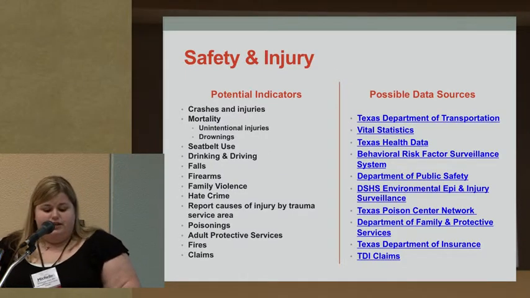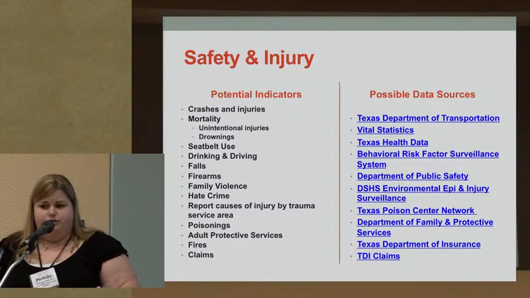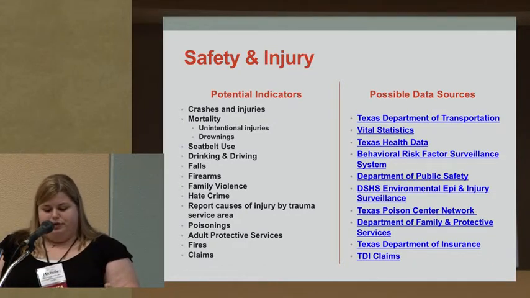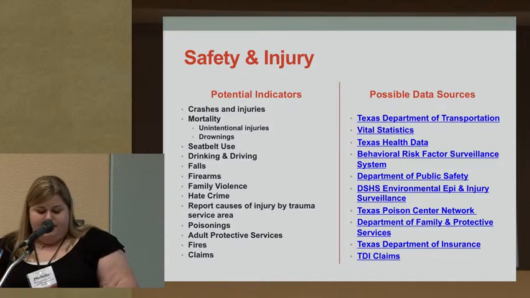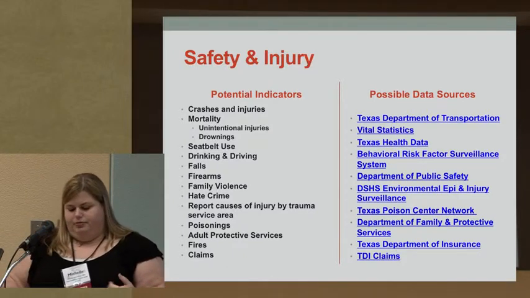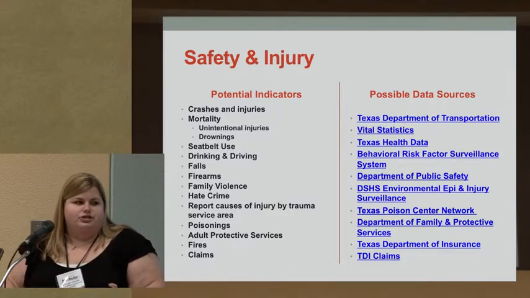Safety and injury, there's a good number of potential indicators here and a variety of different data sources, including the Department of Transportation, Vital Statistics, BRFSS, DPS, Environmental Epi and Injury Surveillance, Poison Center Network, Department of Family and Protective Services, Department of Insurance, and then also Department of Insurance Claims.